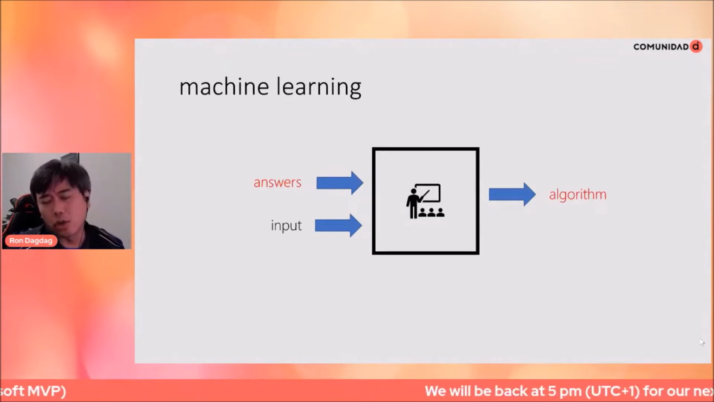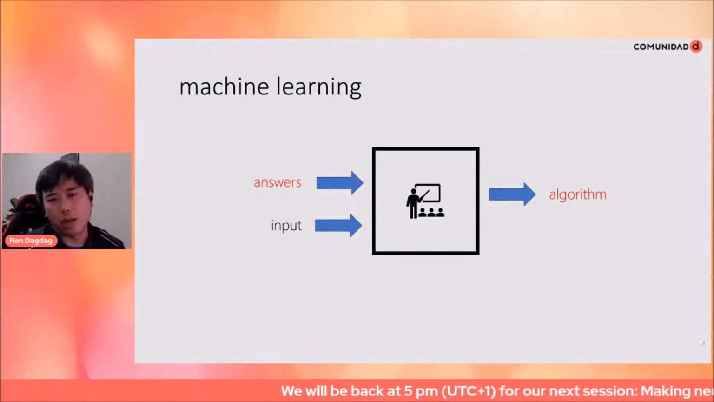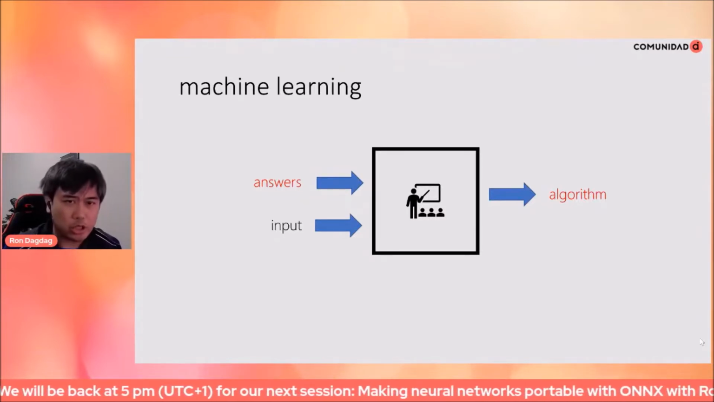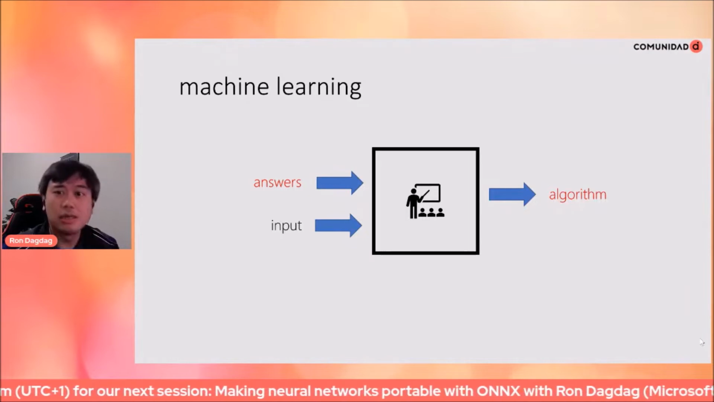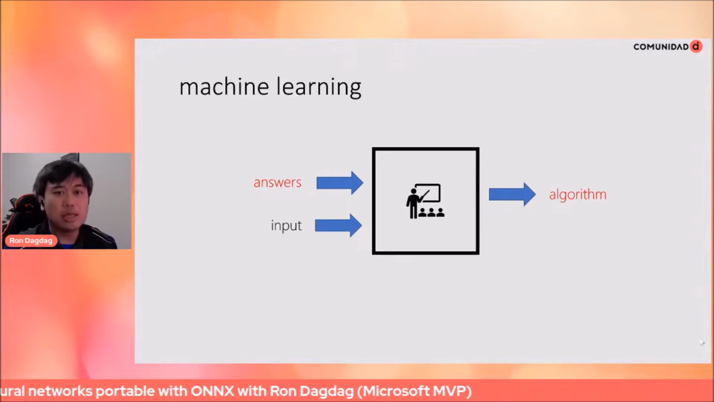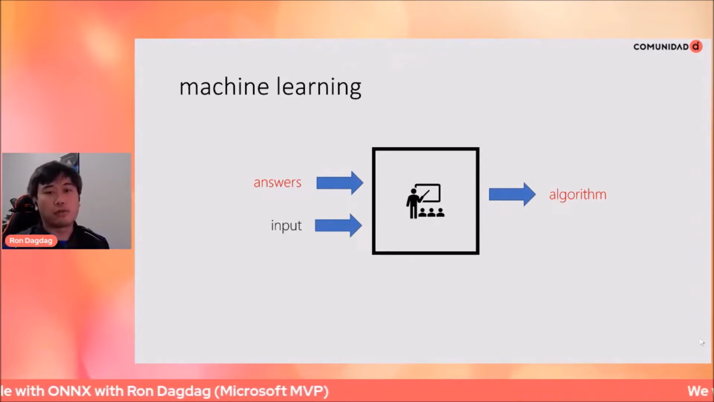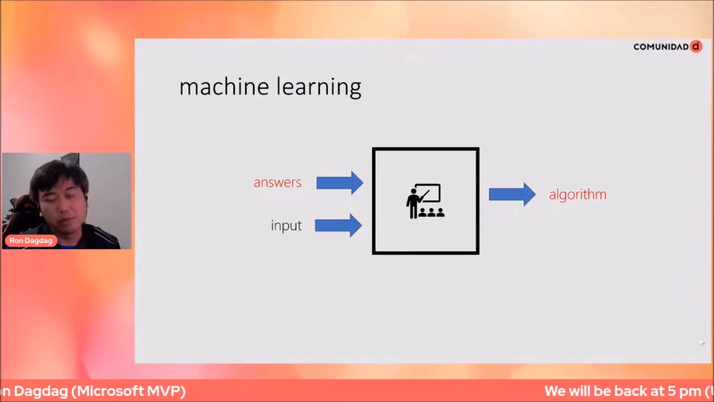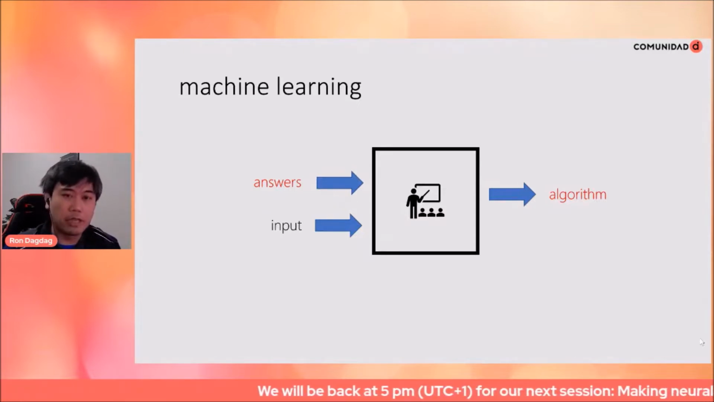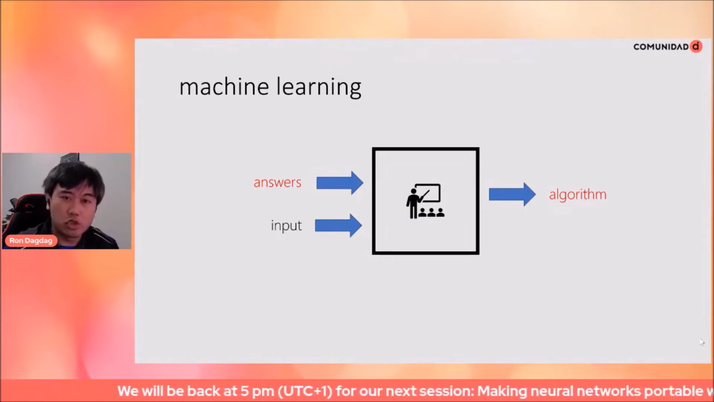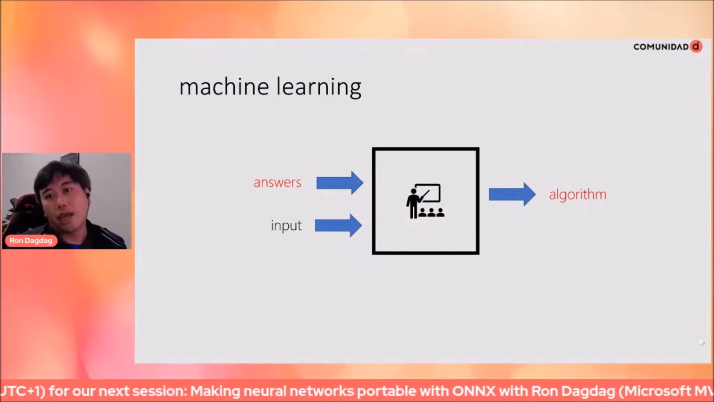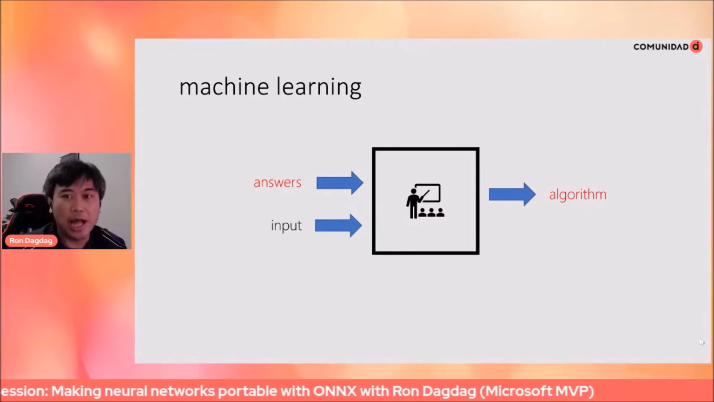In the machine learning world, it flips. It's the other way around. The goal is to teach the machine to create an algorithm for you. What you need is a bunch of inputs, a bunch of examples, and a bunch of answers. So you have inputs, you have answers, and the machine would find the patterns and create an algorithm for you.